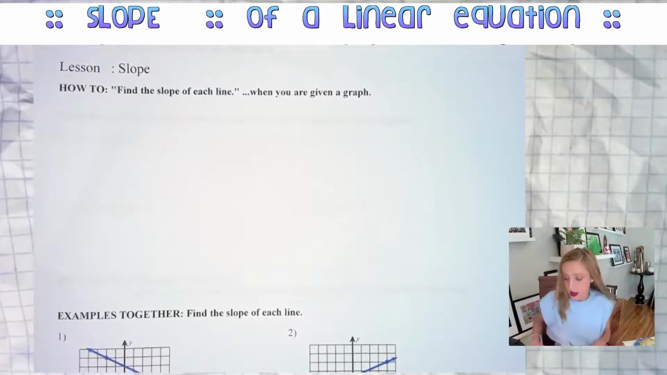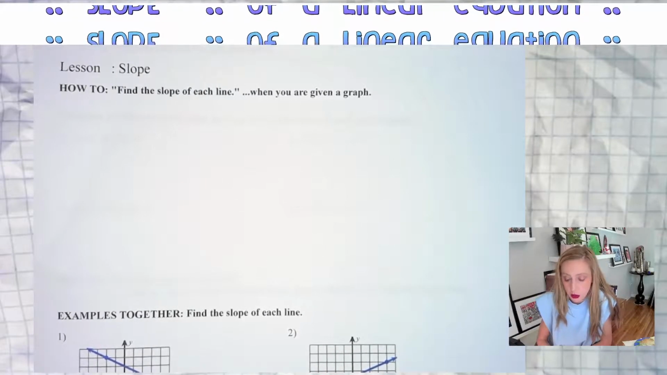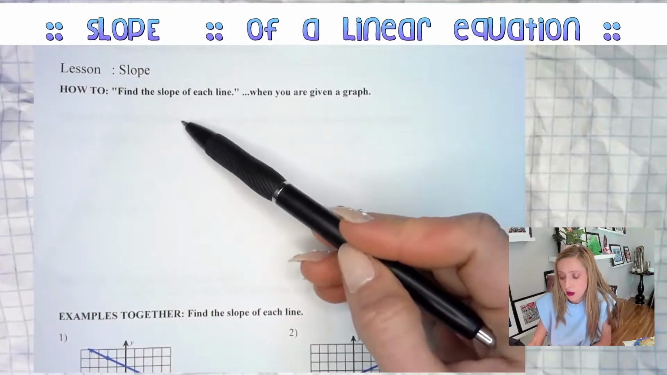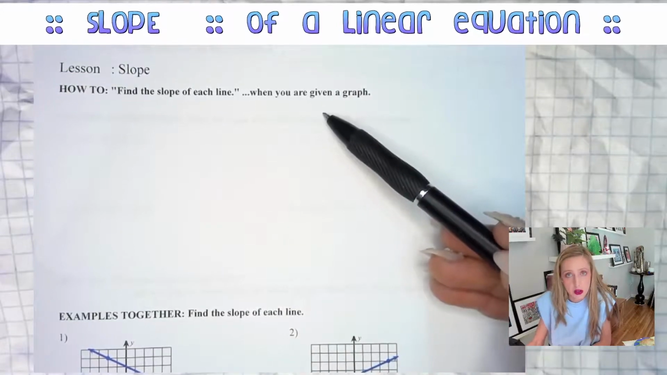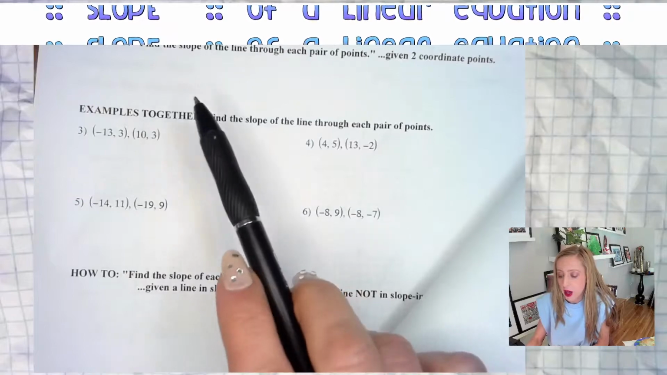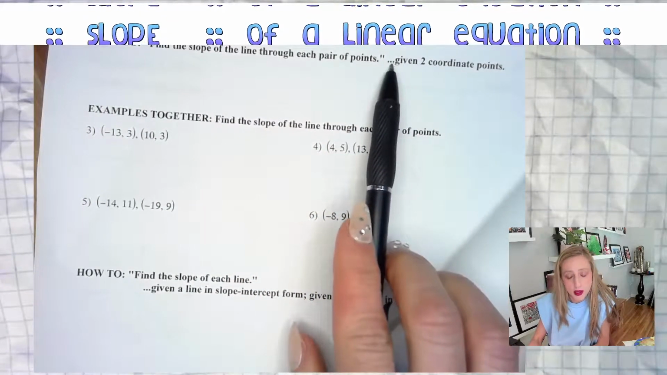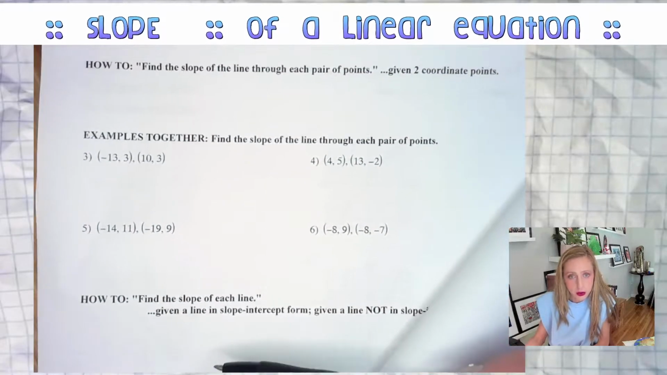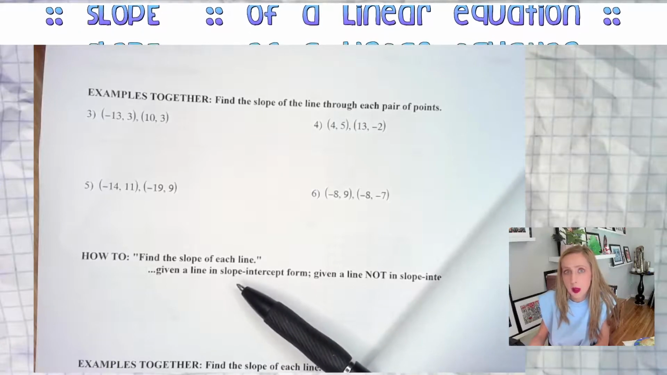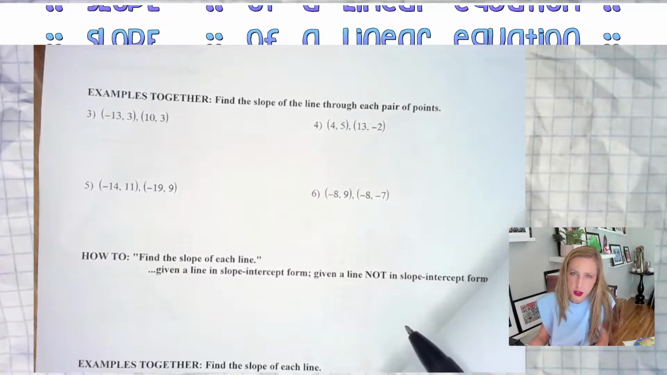Hey guys, this video is a lesson on slope, and we're just going to focus on a few different things. First, we're going to focus on how to find the slope of a line when you are given a graph. Then we're going to focus on how to find the slope of a line through a pair of points when you're given two coordinate points. After that, we're going to find the slope of a line when you're given the slope-intercept form of a line or a line that's not in slope-intercept form.